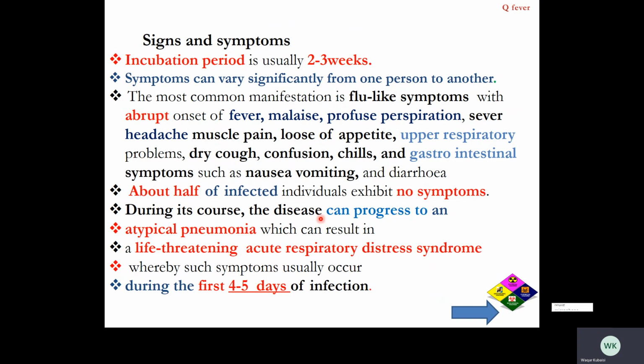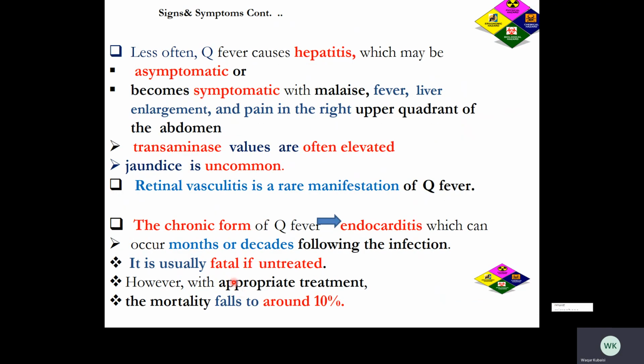During the course of the disease, it can progress to atypical pneumonia. So there is a very serious complication of this disease. Atypical pneumonia, which will be life-threatening to the person. Another one will occur in 4 to 5 days. Another complication, hepatitis.